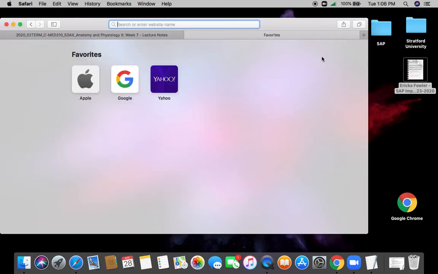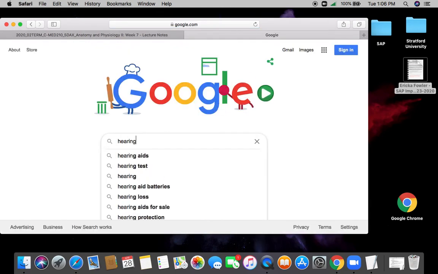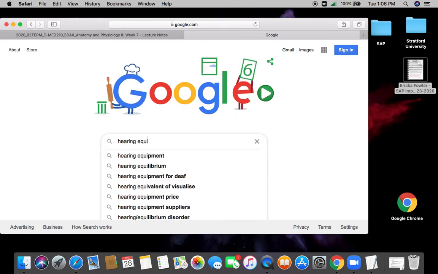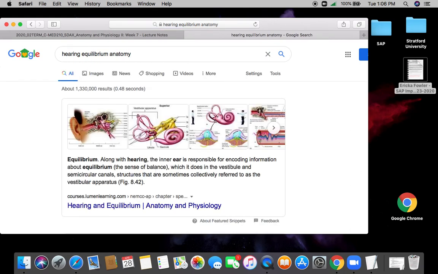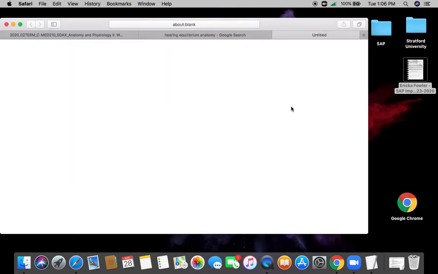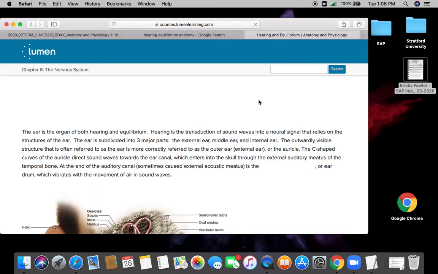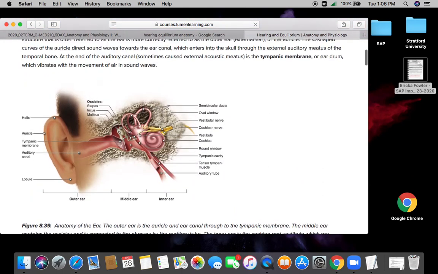So let's look at hearing and equilibrium. Here's a pretty picture. Look at this one. Hearing and equilibrium go hand in hand. And those of you who've had some inner ear or middle ear problems know that dizziness also comes with certain hearing loss. So let's look at how sound is typically transduced.